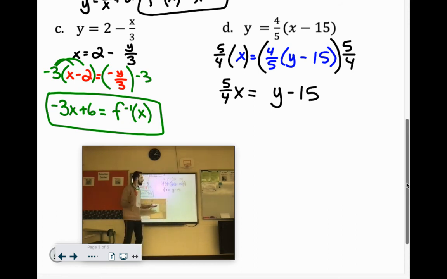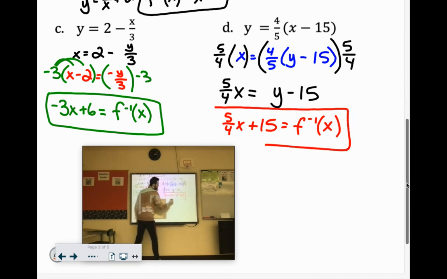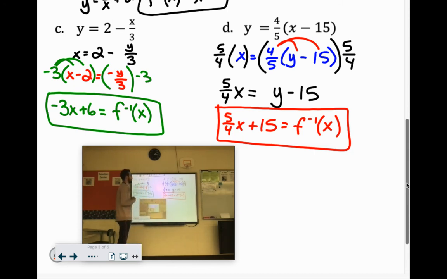And then how do you get rid of minus 15? You add 15. So we'll have 5/4 x plus 15 equals y, but I'm going to replace it with our inverse function. Now, if you were to have distributed that 4/5 first, I promise you it still works out to the same thing. Eventually, you're going to have to use that reciprocal, that 4/5, but you'll be all good.